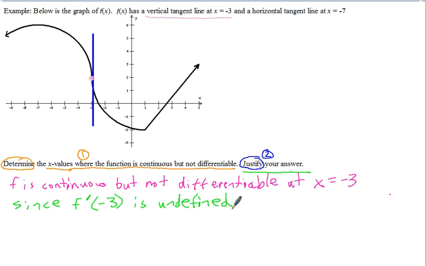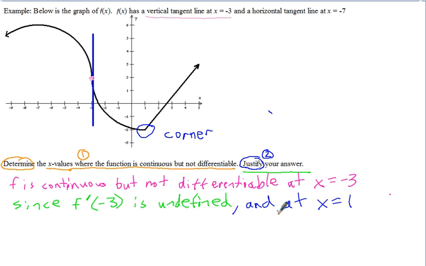Now let's see if we have any other places where the function is continuous and not differentiable. You can see right here we've got a corner. So you could make this a whole other sentence, f is continuous but not differentiable at x equals 1, or you could just say and at x equals 1, we'll have our own justification.